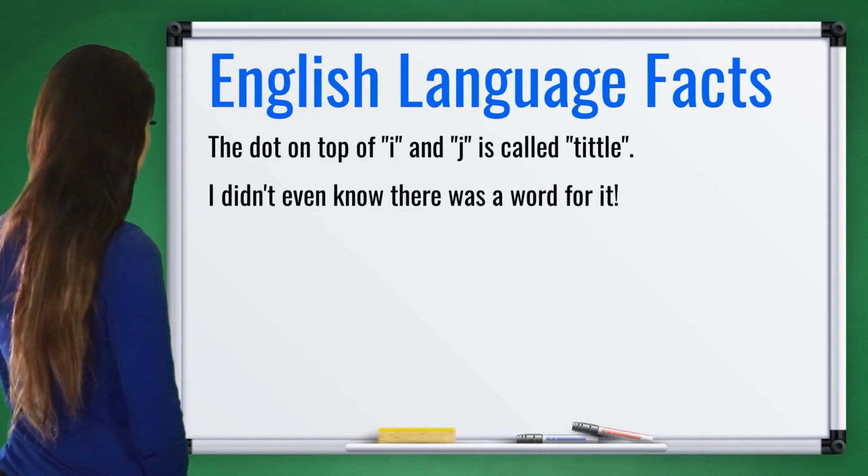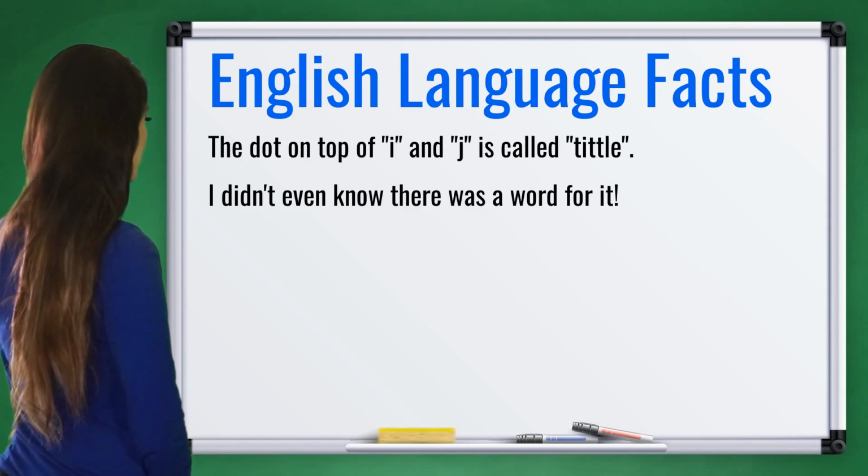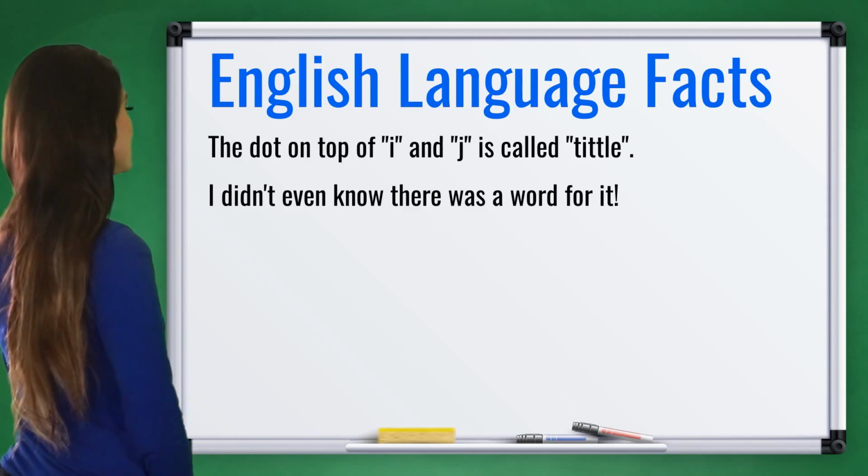Now let's learn an interesting fact about the English language. The dot on top of I and J is called tittle. I didn't even know there was a word for it.